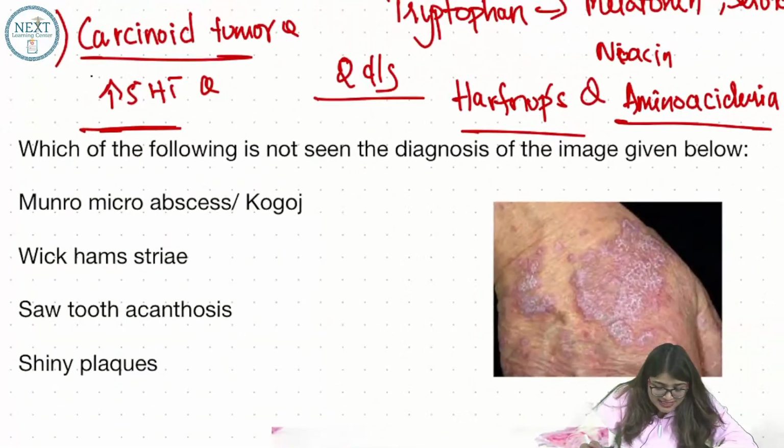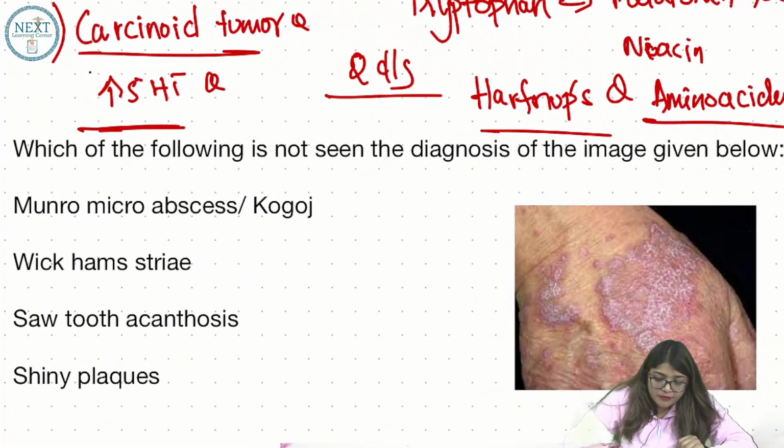Okay, now look at this and tell me the answer. Which of the following is not the diagnosis for the image given below? In pellagra, it is niacin. Vitamin B3 is deficient in pellagra. Okay, vitamin B3 is deficient in pellagra. Now tell me about this.